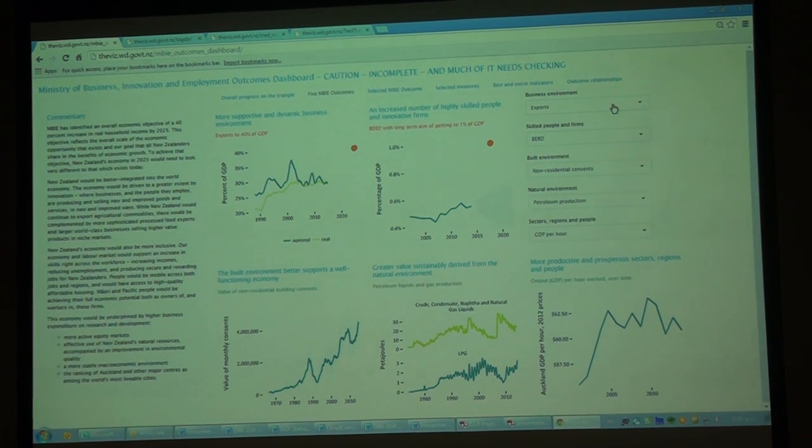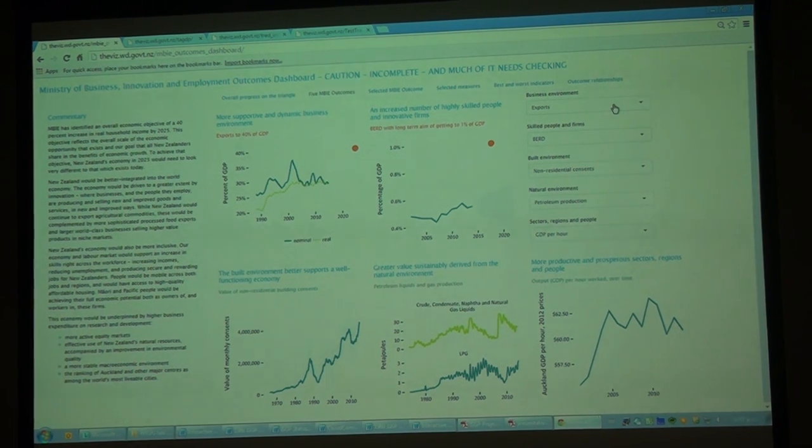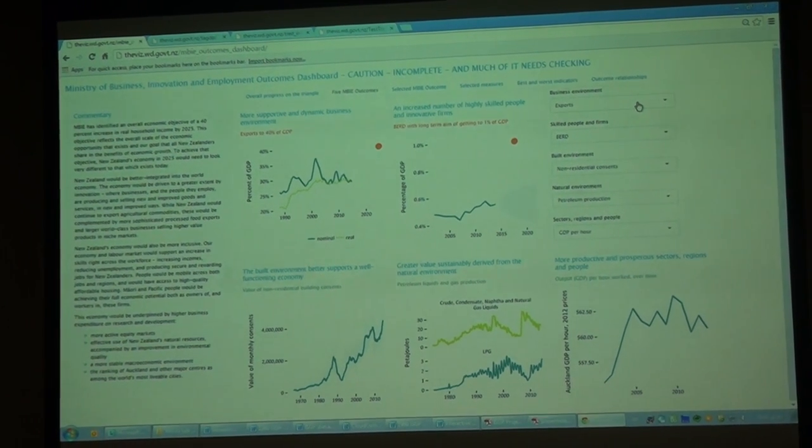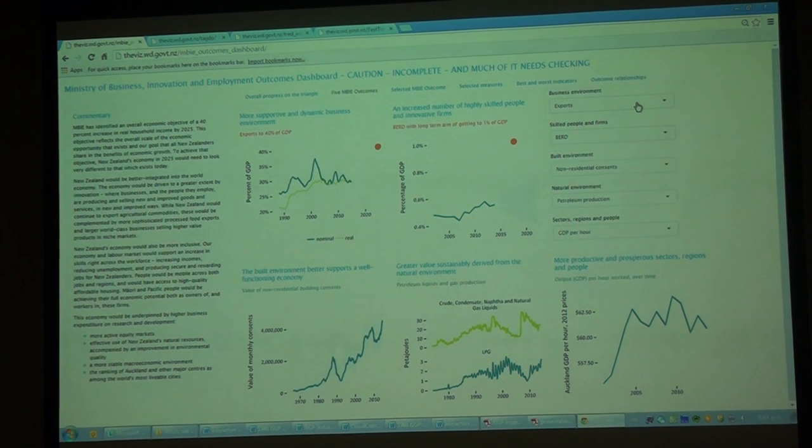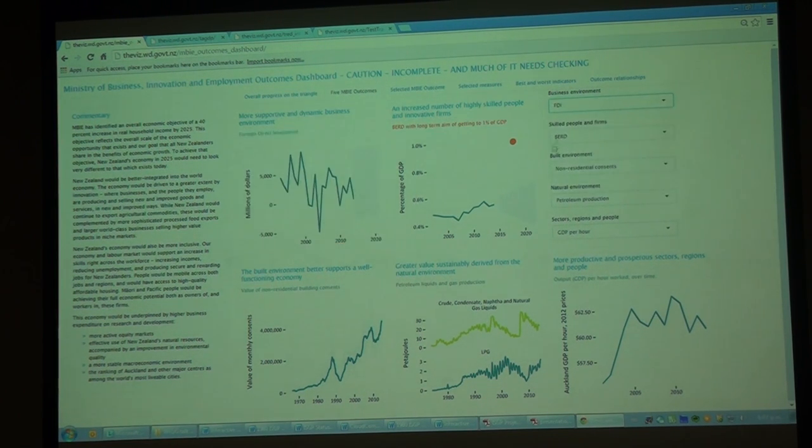There are 100 different indicators. If you know anything about MBIE, it's hugely diverse. It covers everything from whether immigrants are satisfied with their lives after being here for a year, through to exports as a percentage of GDP. So basically we're taking all of those indicators and saying, here is the official way of measuring exports as a percentage of GDP. You don't need to worry about what it is, or here is the foreign direct investment measure.